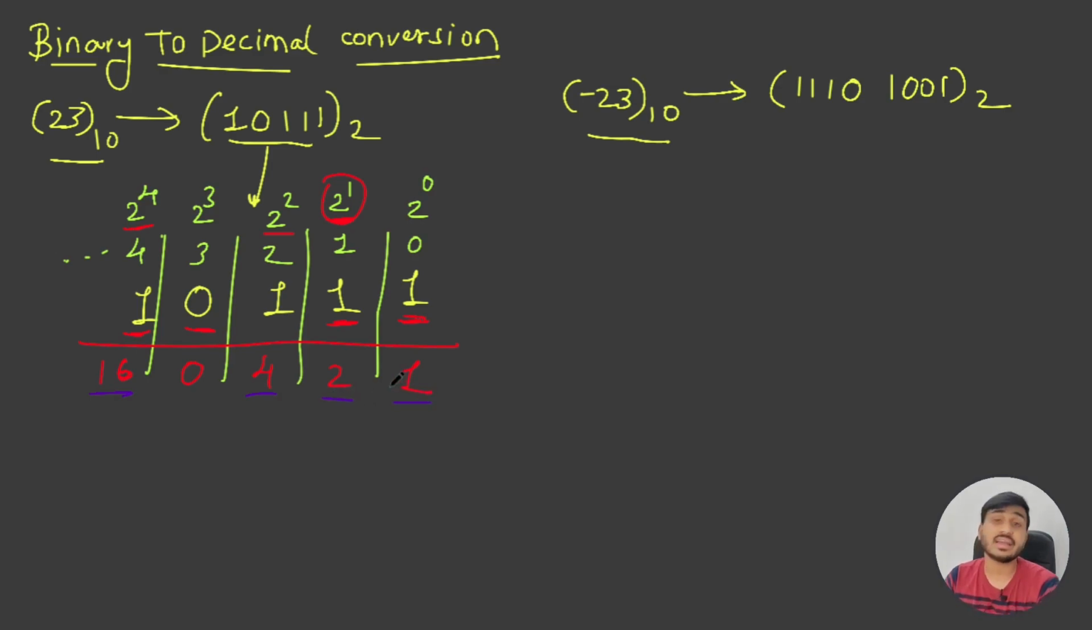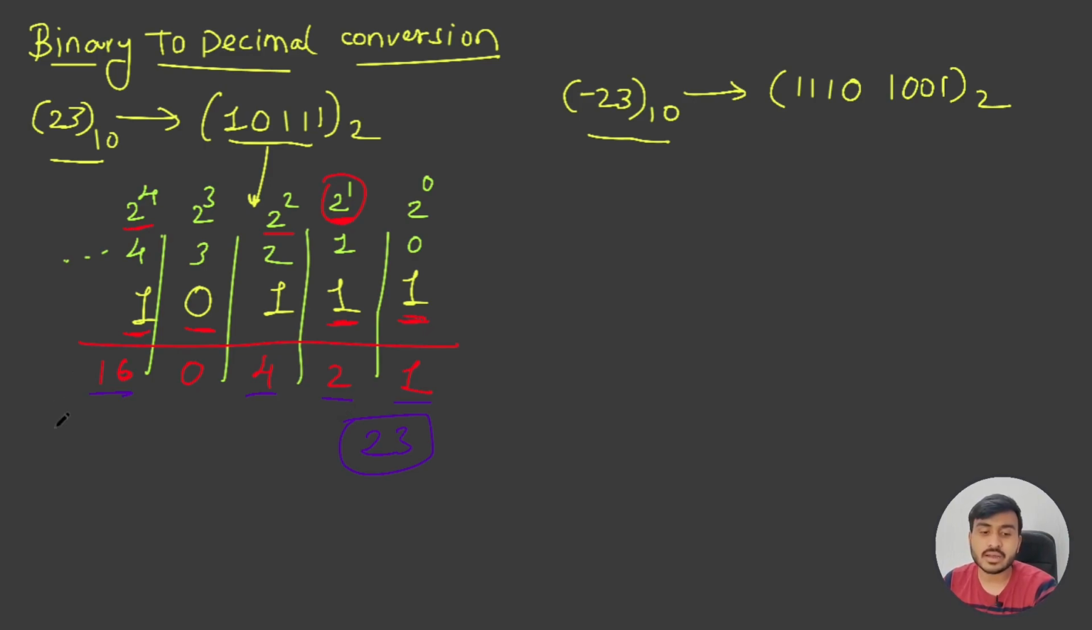So if you add all these things together, 16 plus 4 is 20, 20 plus 2 is 22, and 22 plus 1 is 23. That's it. So we have the answer, that is 23. So in this way, you can convert any binary number back to decimal number. So this was very easy for the positive number.